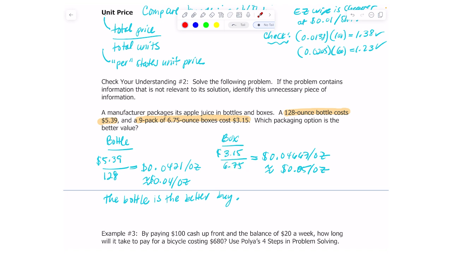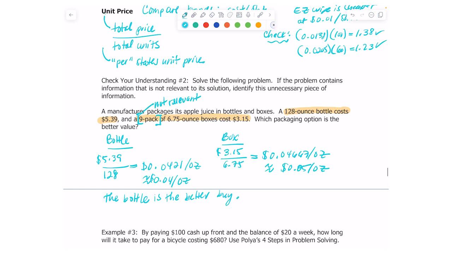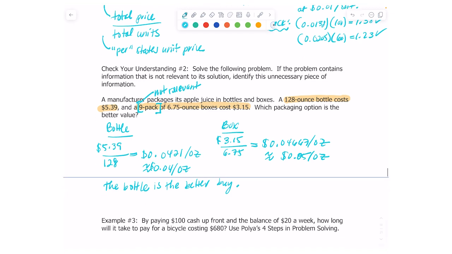Okay. Now, which piece of information was not important there? Which part of the problem did we not use at all? And that was the fact that it was a 9-pack, right? We don't really care about that. So that's the part that's not relevant. It doesn't prevent us from solving the problem.